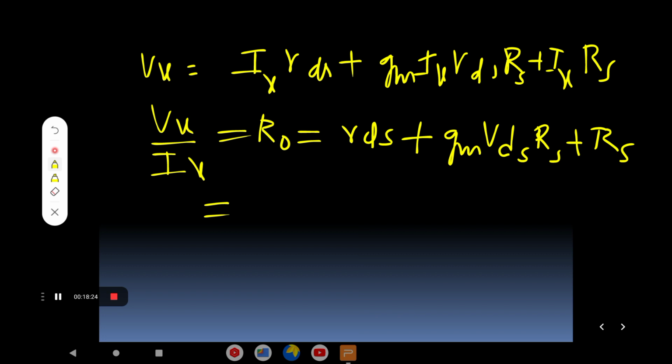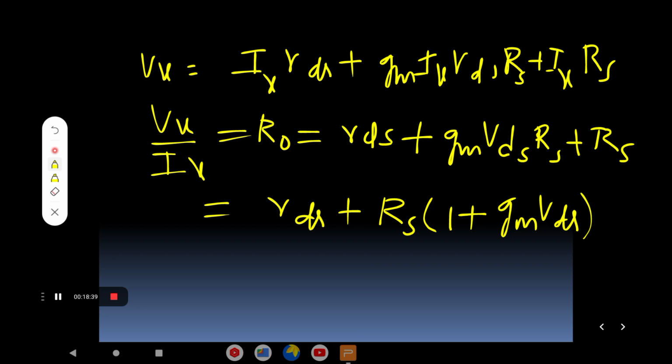So it is also represented with RS as a common value. Therefore, RDS plus, if you are taking RS value as a common value, then you can represent 1 plus Gm into RDS. So mu is called the amplification factor of a FET. So just we will reach the last document. I will wind up this session here. So this is nothing but output resistance R0. Therefore, R0 is equal to RDS plus RS into 1 plus Gm into RDS.